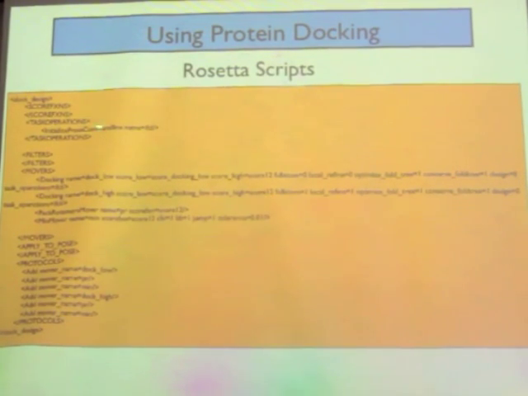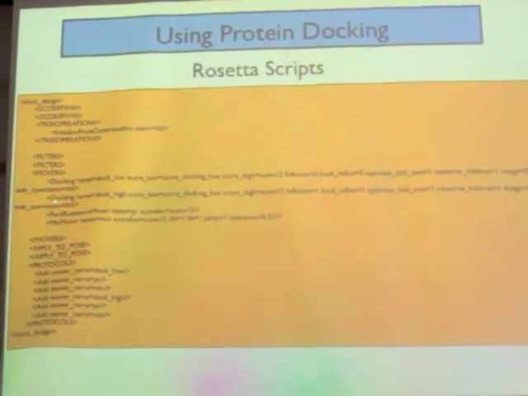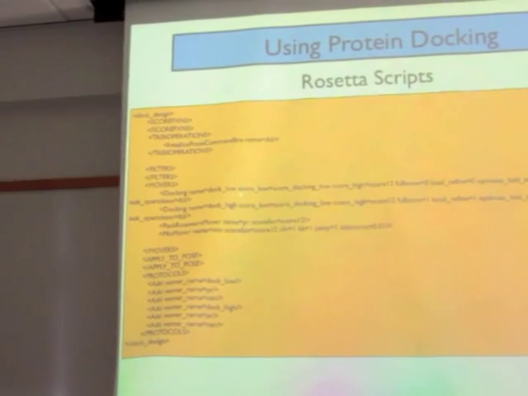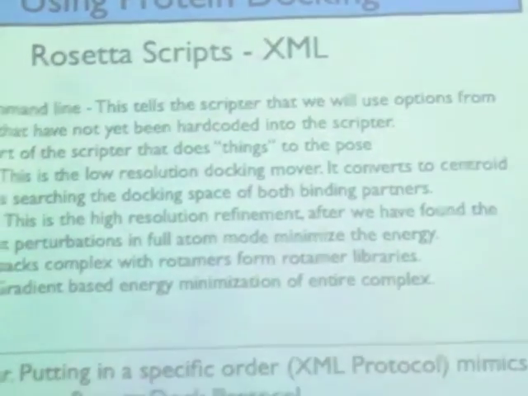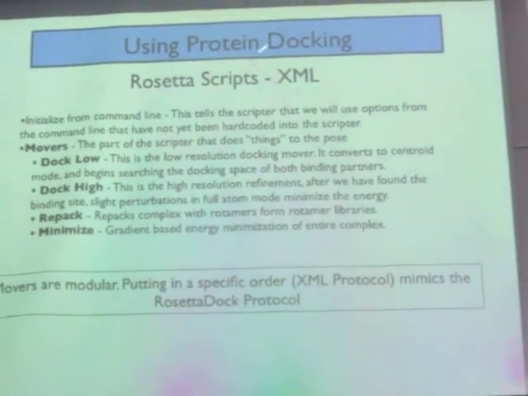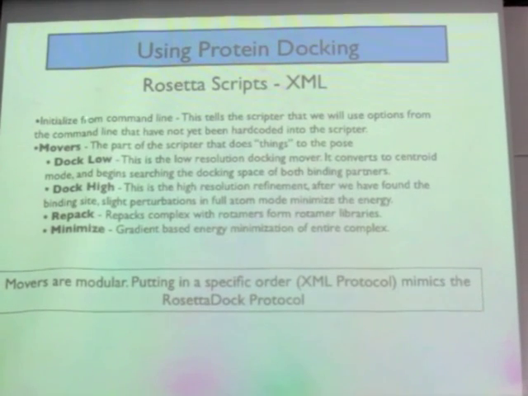So this is the XML file I was talking about. It has 4 movers. Dock low, where we don't do any high resolution refinement, and dock high, where we do high resolution refinement. We also have a repack move and a gradient-based minimization move. These are really well documented on the Rosetta Scripts website, how these work. And then in the protocol section, we just put them together. First we want to do a dock low, then we repack and minimize, dock high, repack and minimize, and this simulates perfectly how Rosetta Scripts can recapitulate the docking protocol by modular movers.